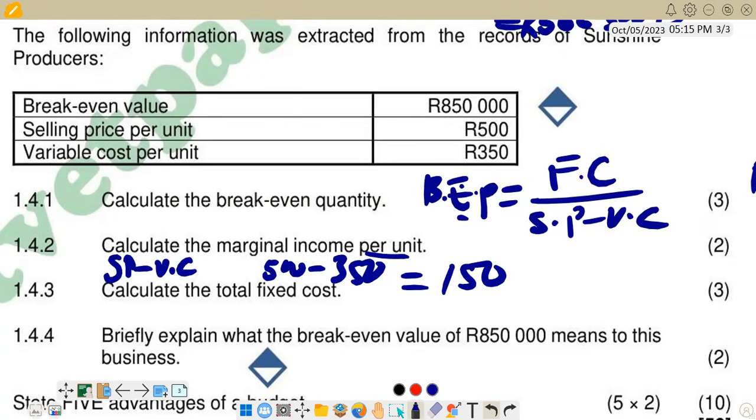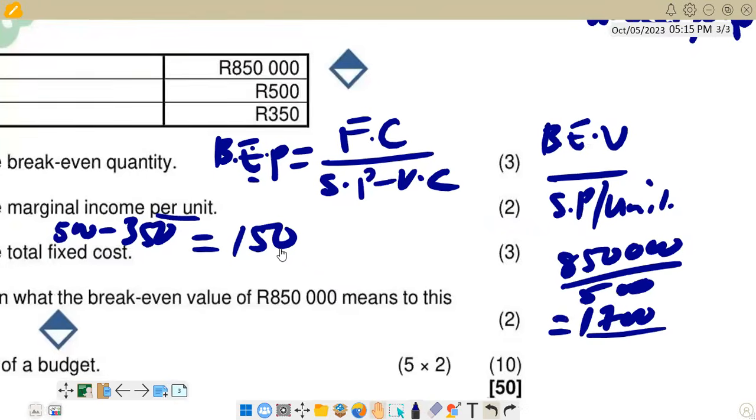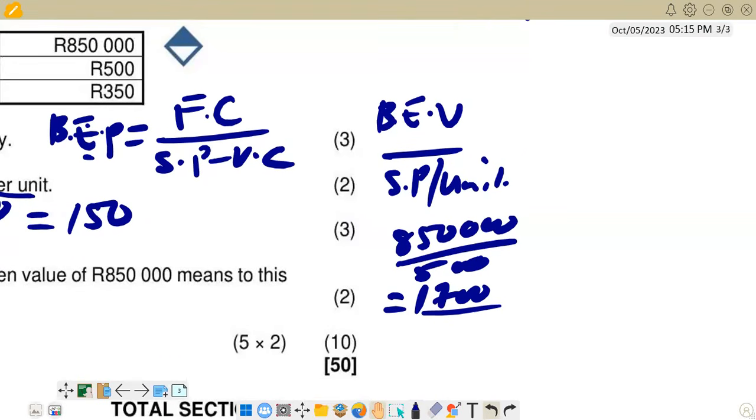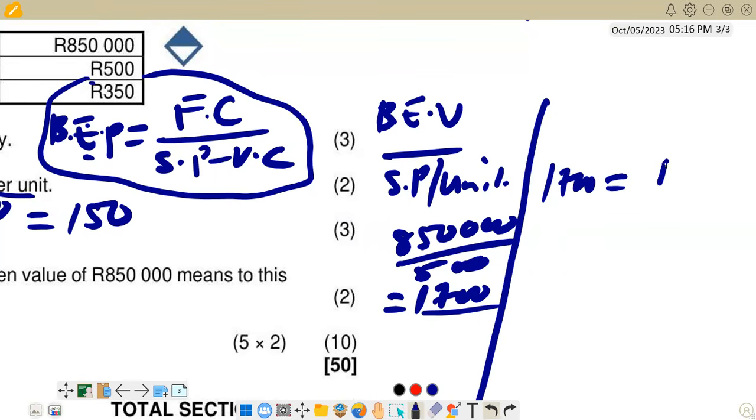Then we go to the next one, 1.4.3, calculate the fixed cost. Remember, there's a formula that we have there that says break-even point is equal to fixed cost over selling price minus variable cost. This is the formula that we are going to use there. So our break-even point, we are given its quantity is 1,700, equal to our fixed cost, which is the figure that we want, over our selling price of 500, less our variable cost, which is 350.